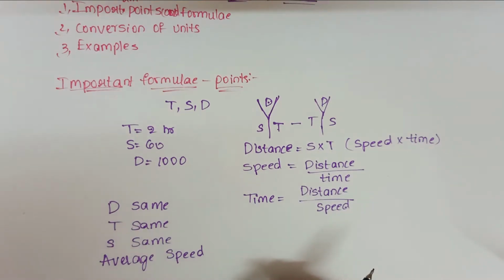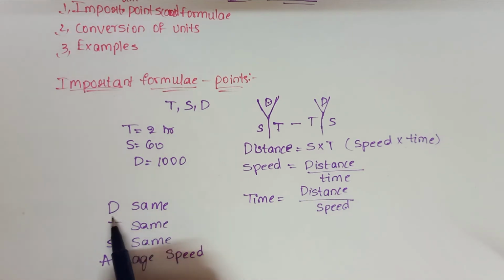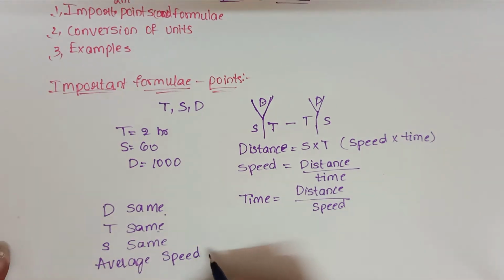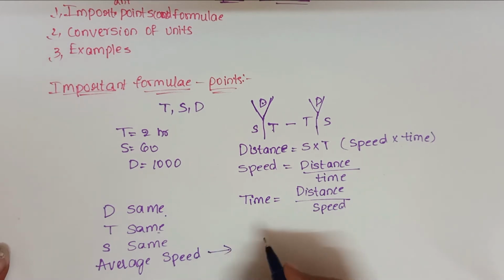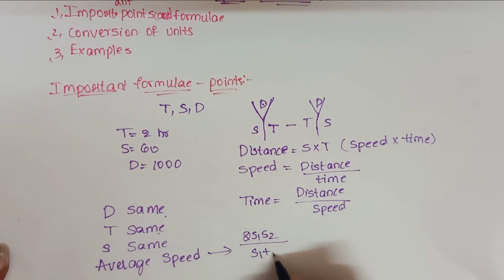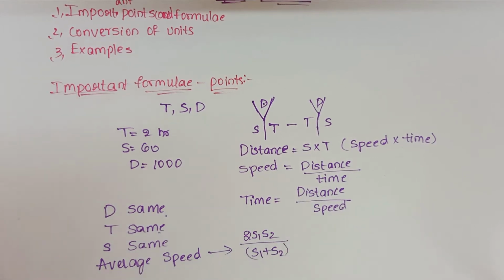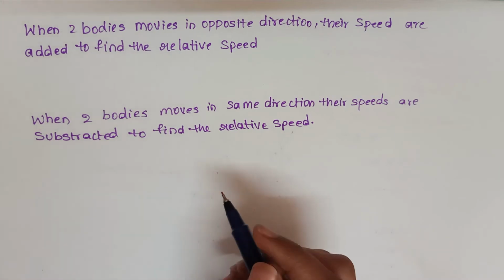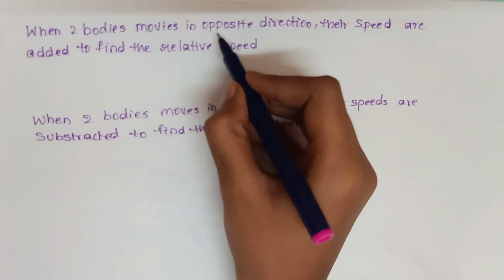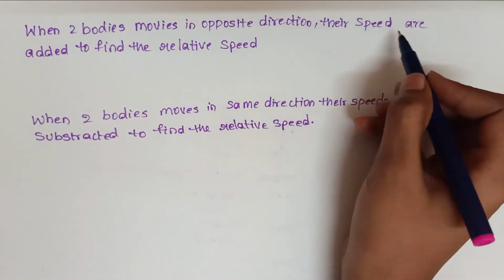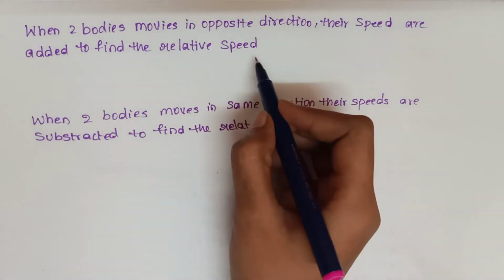There are 4 types of questions which they'll ask in your competitive or placement exams. In questions they'll ask like D is same, that means distance is same, time is same, speed is same, or find the average speed. If they ask to find the average speed, we want to use 2 S1 S2 by S1 plus S2, this formula. In questions they may ask in this form, when two bodies move in opposite direction, their speeds are added to find the relative speed.